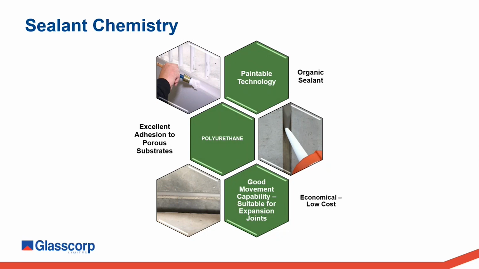Polyurethanes are one of the older sealant technologies that have several advantages, but also a few limitations. They tend to be economical. They show excellent adhesion to porous substrates such as concrete and masonry, and they have a good degree of movement capability, so they're suitable for expansion and moving joints. A key advantage that polyurethane sealants have over silicones is that they are paintable, where silicones are not.